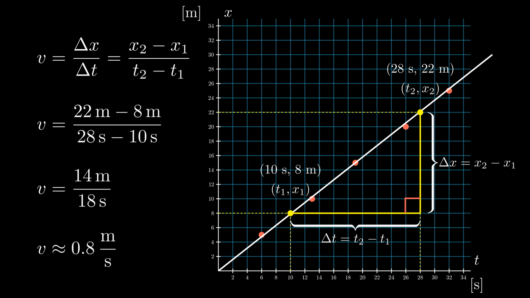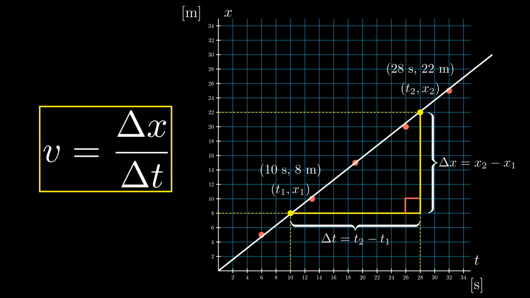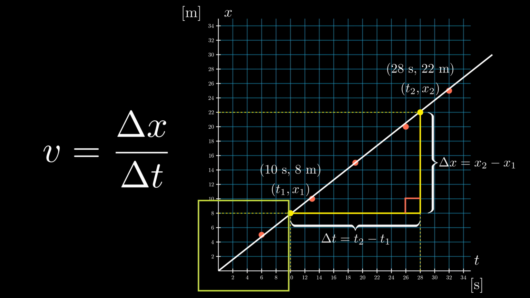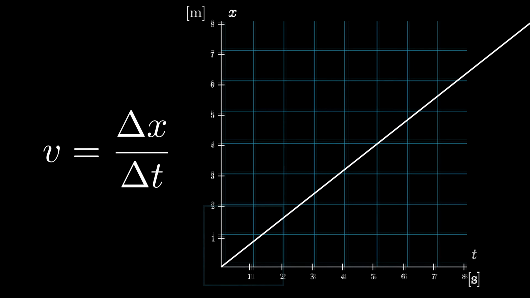Therefore, we can now state that the physical interpretation of the slope is velocity. In physics applications, this velocity is referred to as the physical slope. We have thus successfully derived the physics formula for velocity, which is equal to the change in position divided by the change in time.